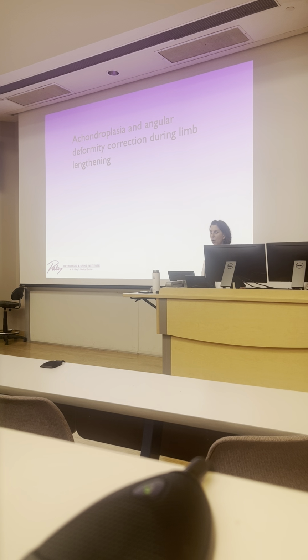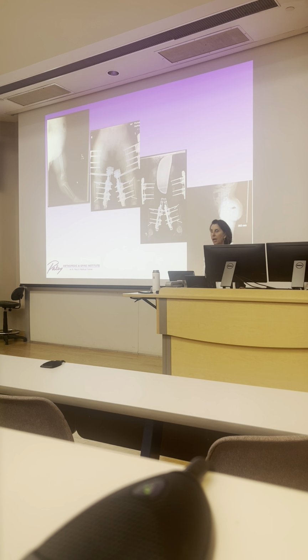Okay, let's talk about achondroplasia and angular deformity correction during limb lengthening. Again, I've said it multiple times, the goal is not just to be taller, the goal is to have alignment and stability. And if you look at this child's knee prior to her lengthening, it's pretty unstable. But through the process of lengthening and deformity correction, she becomes much more stable.